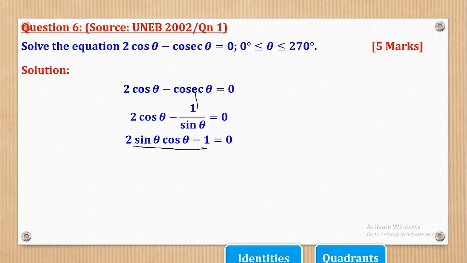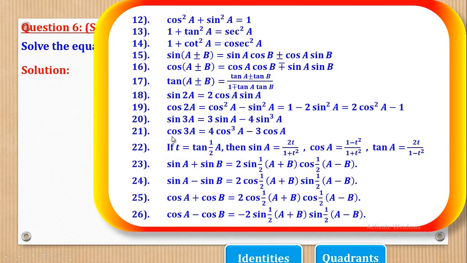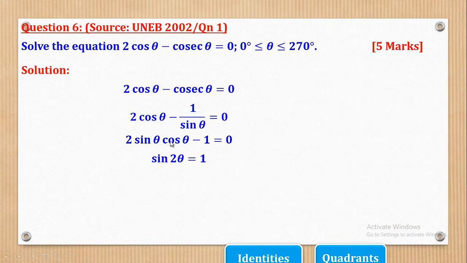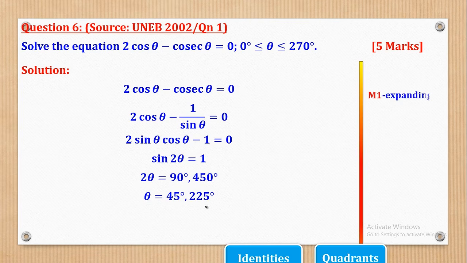And therefore, this one alone is an identity of double angle, the reverse of double angle, because we know that sine 2a is equal to 2 cos a sine a. Therefore, in this case, we are given 2 sine theta cos theta, meaning it will be equal to sine 2 theta. Therefore, 2 theta will be equal to that, and theta will be equal to 45 and 225 degrees. So basically, that's what they wanted.